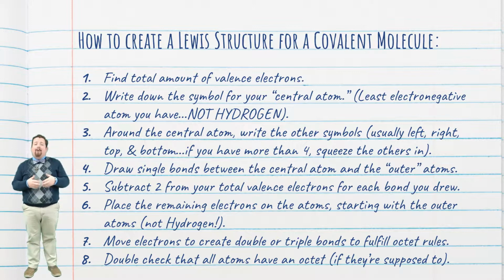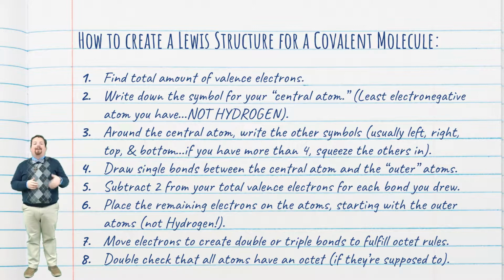If you happen to have more than 4 atoms attached to your central atom, start squeezing the other ones in there somewhere. Once you have all your symbols written down, you need to start drawing single bonds, or just lines, between the central atom and the outer atoms. Once you finish that, you have what's called a skeletal structure of your molecule. You've got the basics, you've got things attached together, but we're not quite there yet.